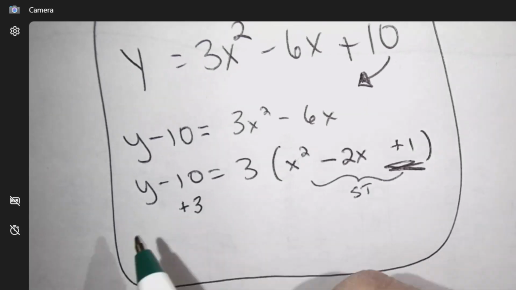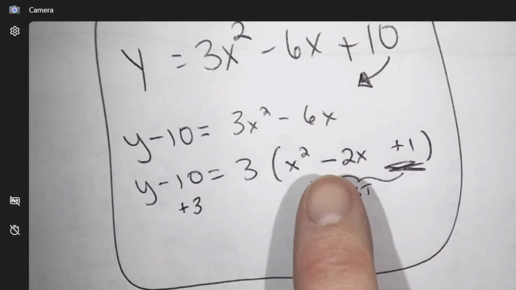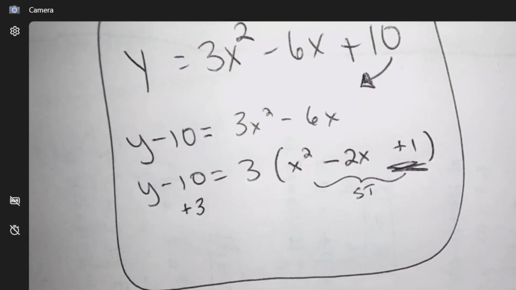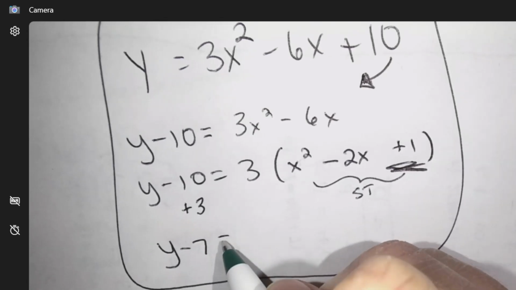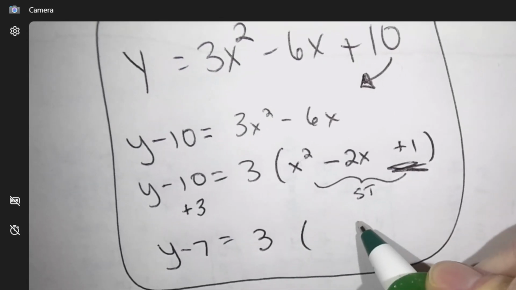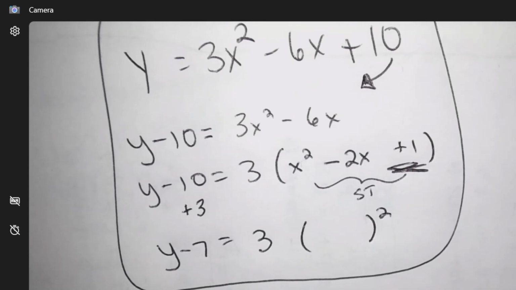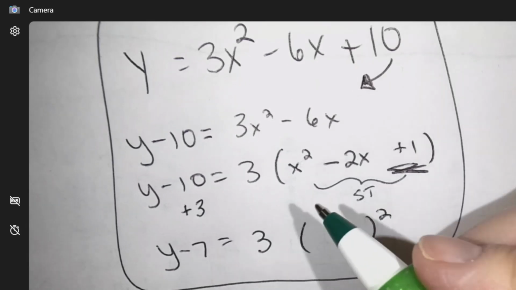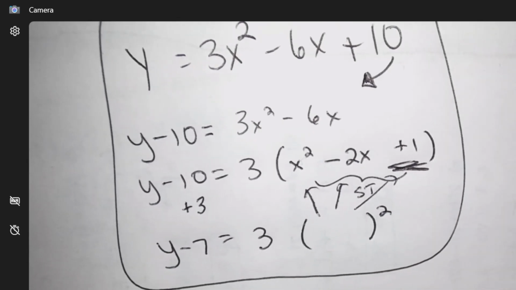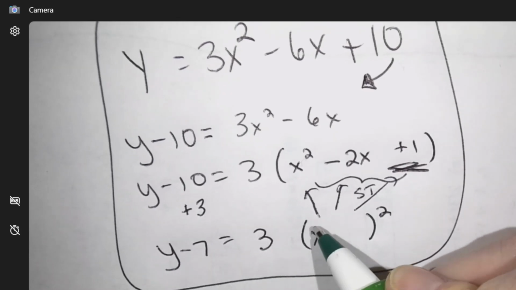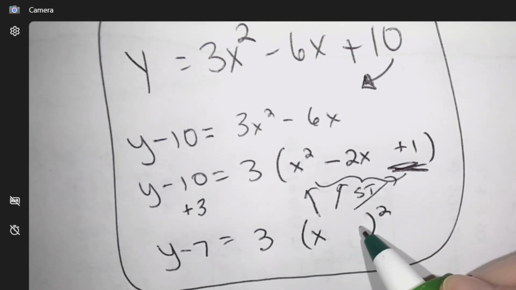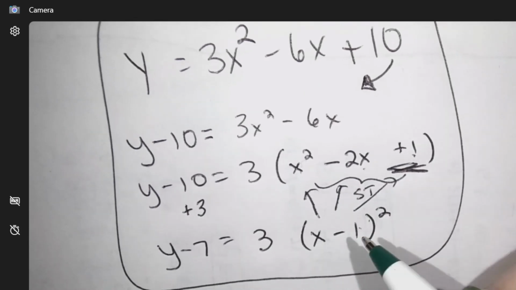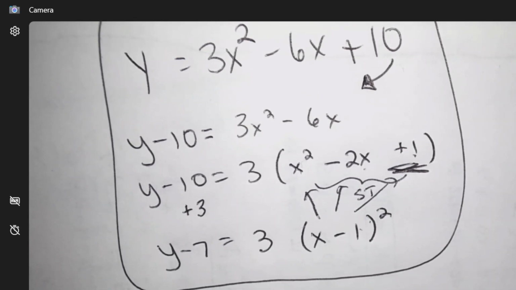Add 3. Do you remember why? Because you can't forget that anything here is also times by 3 yet, right? Final form, y subtract 7 equals 3 something squared. A binomial would square to that trinomial. So can you think about your FOILing process? First times first makes that. Last times last is that, but also adds to that. Does it all ring a bell?